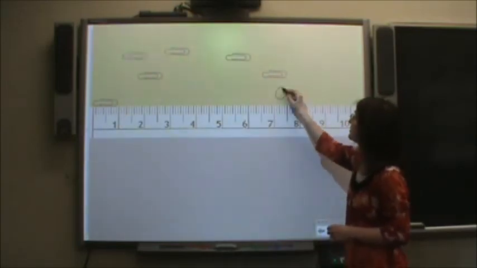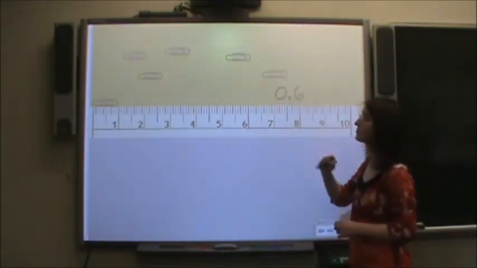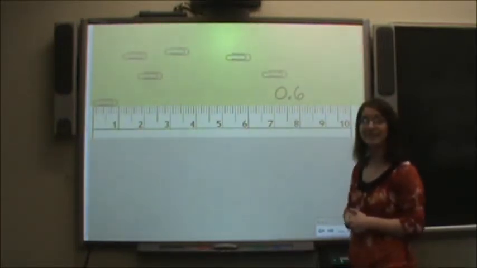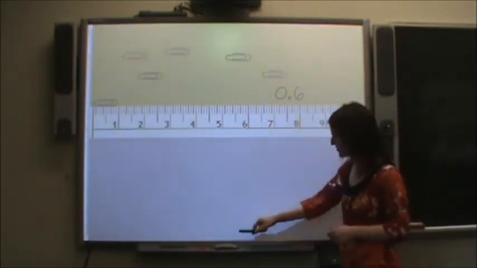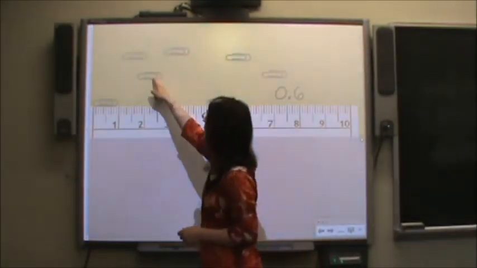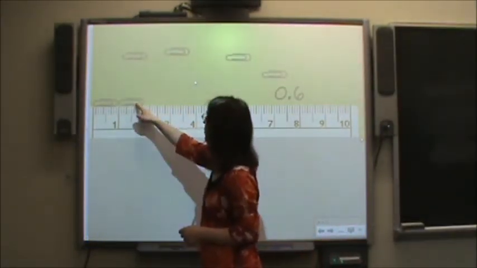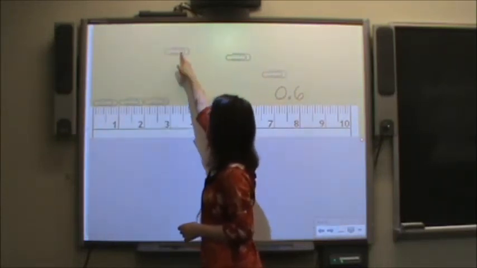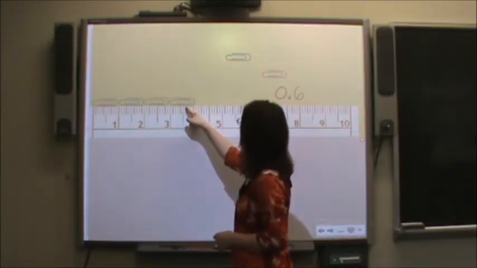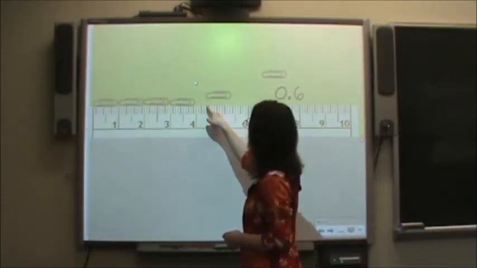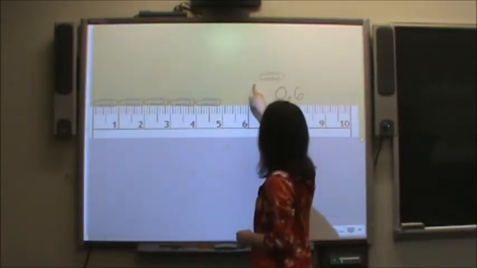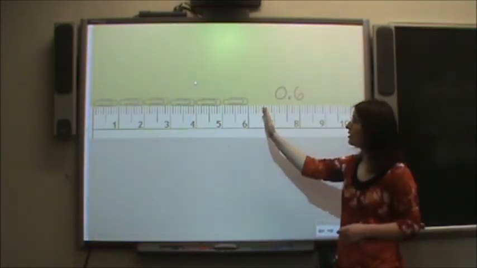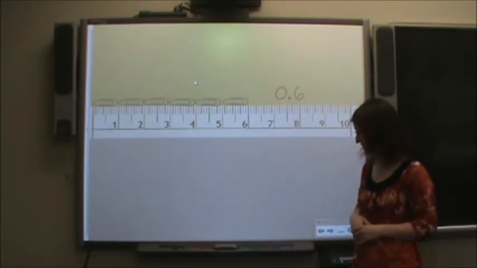It's going to be 0.6. Read that as a decimal. 0 and 6/10. And that's because there are 10 centimeters in our whole, and each of these paper clips is 1 centimeter long. So 1 centimeter is 1/10 of the whole, and I have 6 of them, so that's 6/10.